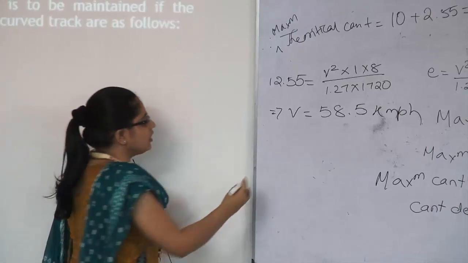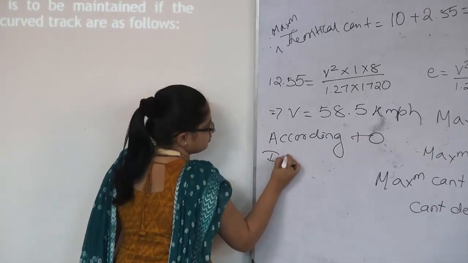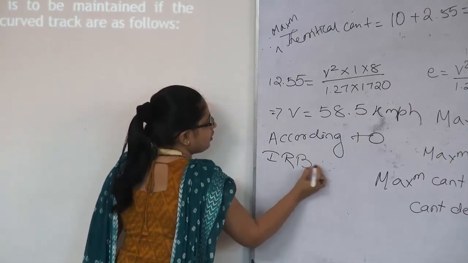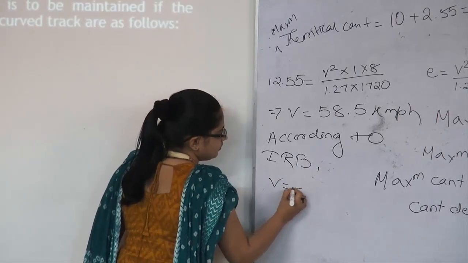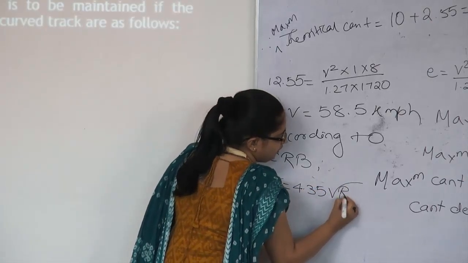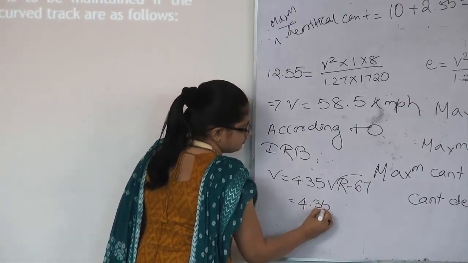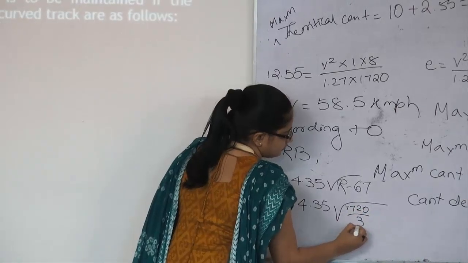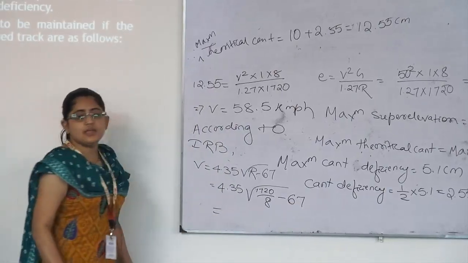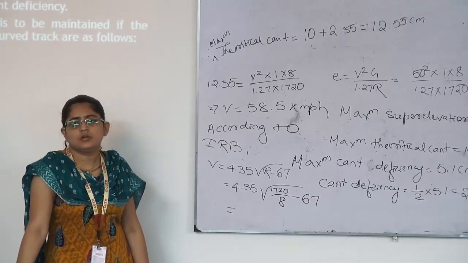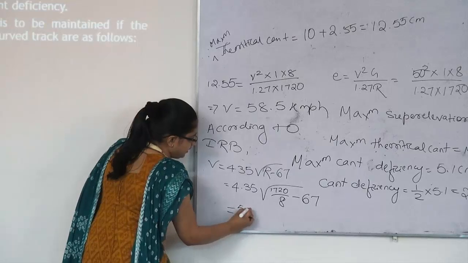Then take out the speed according to the Indian Railway Board formula. V equals 4.35 root over R minus 67. What is the value? 52 point.